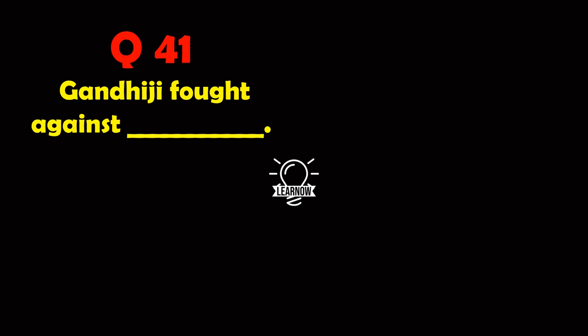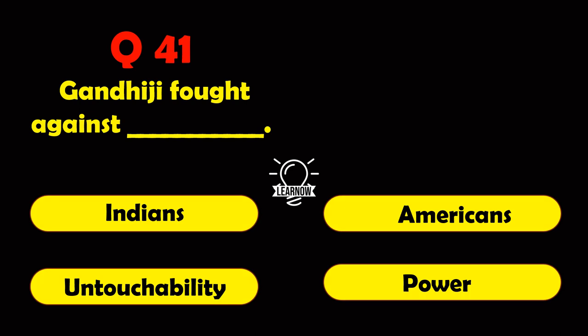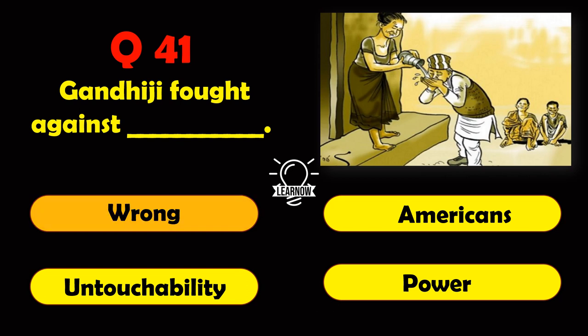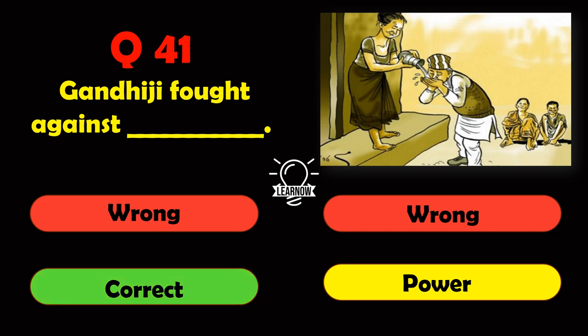Next question, question number 41. Question is, Gandhiji fought against. Let's see what the options are. Gandhiji fought against dash. The options are Indians, Americans, untouchability or power. We have to tell against whom Gandhiji fought. Did Gandhiji fight against Indians? No, that is not the correct answer. Was Gandhiji fighting against Americans? No, it is not correct. Gandhiji fought against untouchability. So untouchability will be the correct answer.